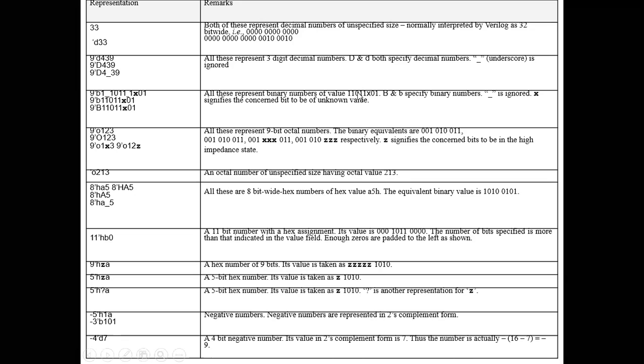So here we are representing 11011x01 in the binary format. For indicating binary, we can use capital B or small b, which is used to specify the binary number, and underscore is ignored, and unknown value x signifies the concerned bit to be an unknown value.